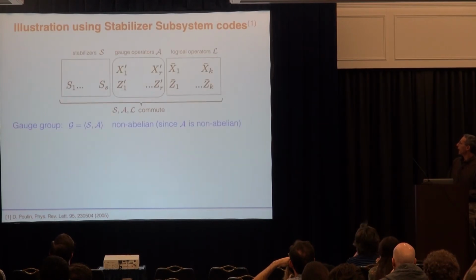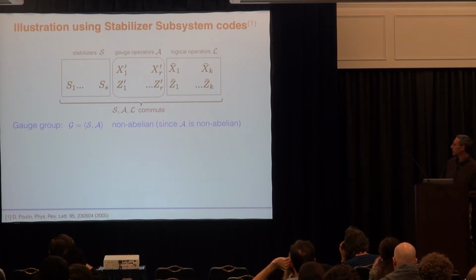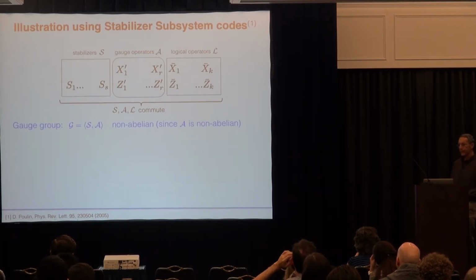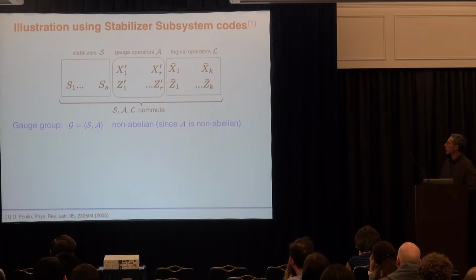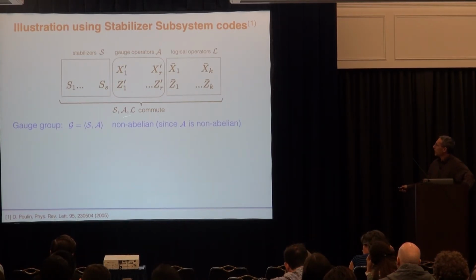And so the specific setting for that is stabilizer subsystem codes, which were formulated in this paper by David Poulin. So quick reminder, stabilizer subsystem codes look like this. There are stabilizers, there are gauge operators, and there are logical operators. These three sets commute. We form the gauge group, which is, we take the stabilizers and the gauge operators, and this is now non-abelian because the gauge operator set is non-abelian.